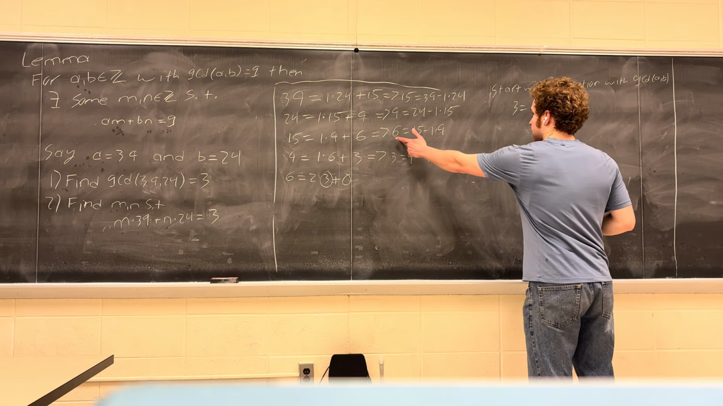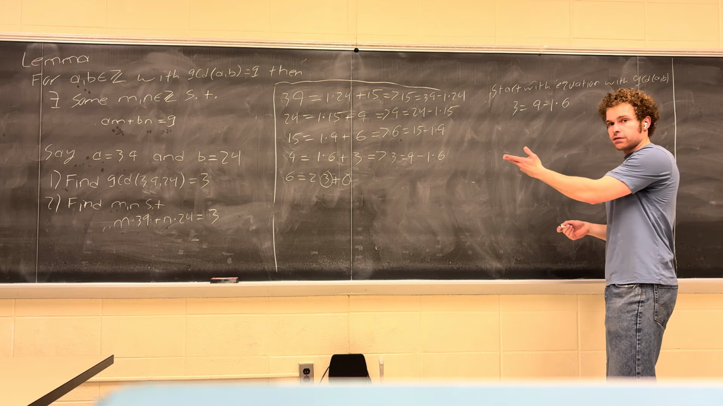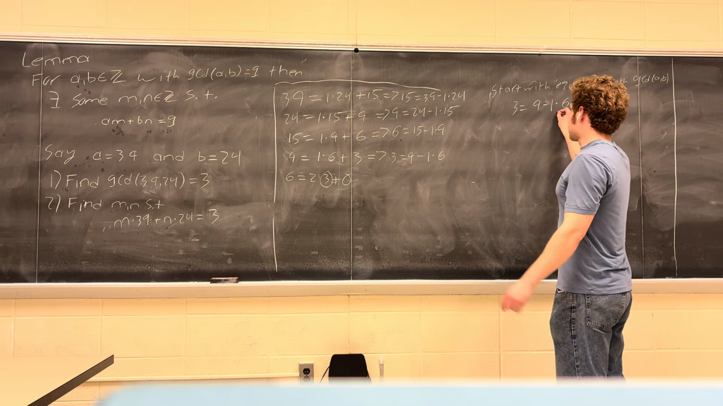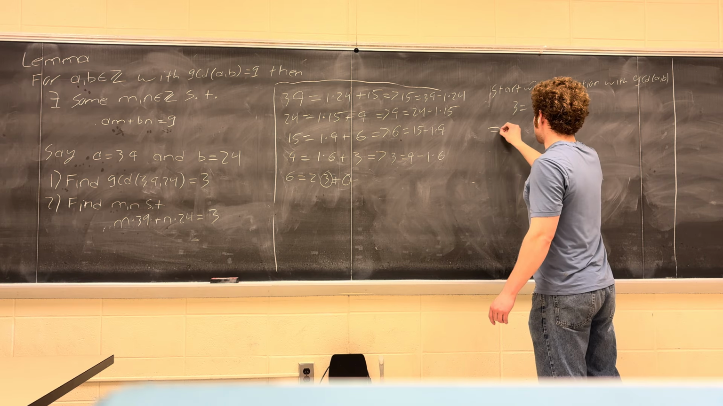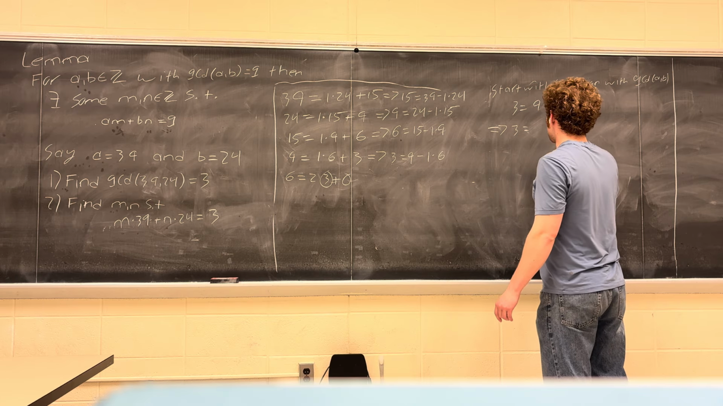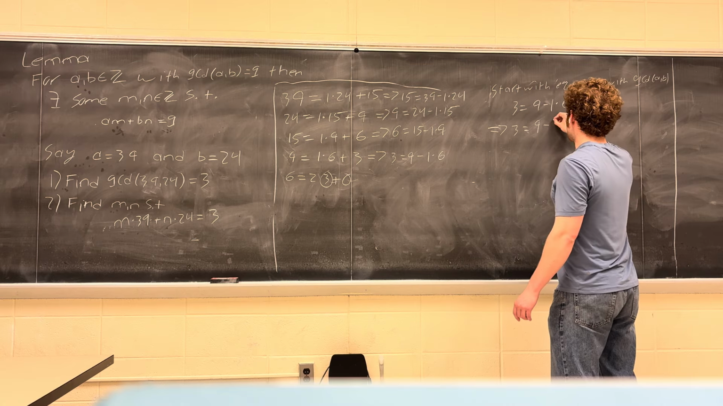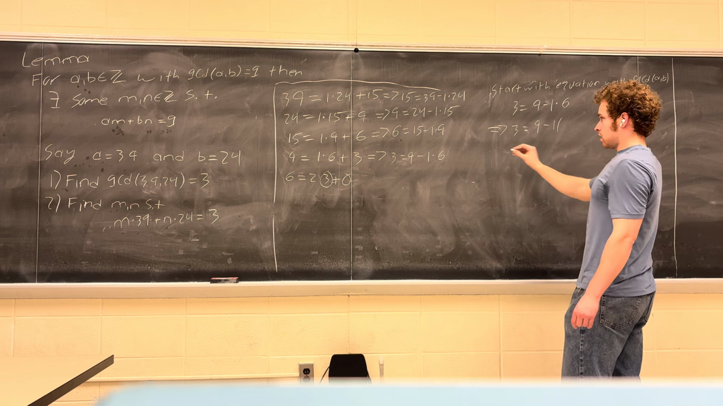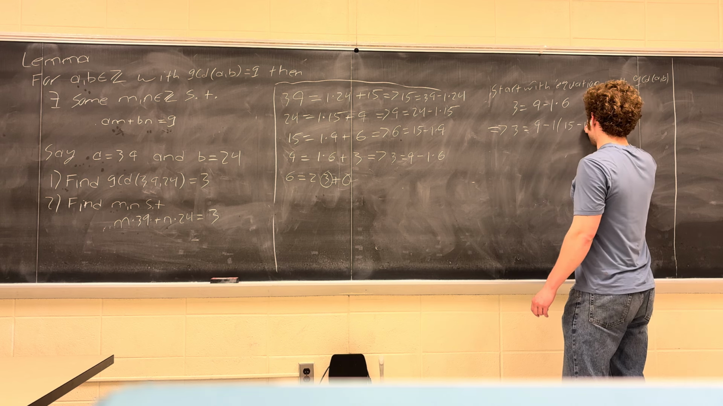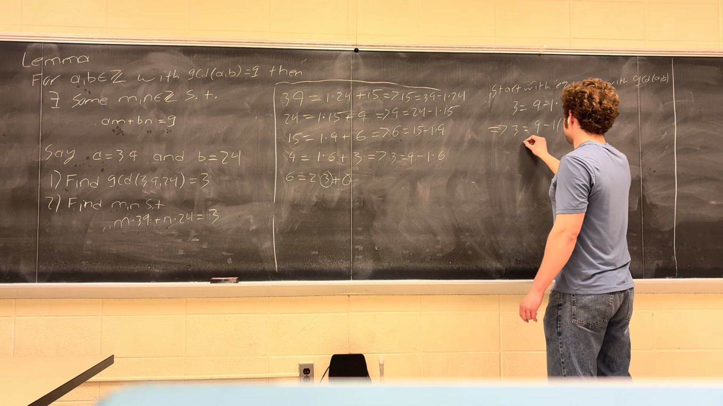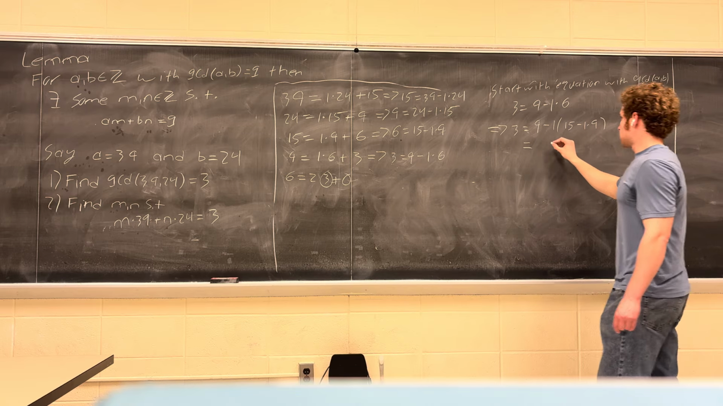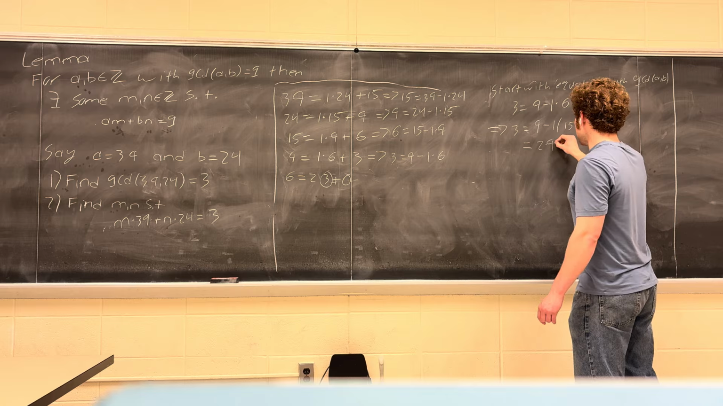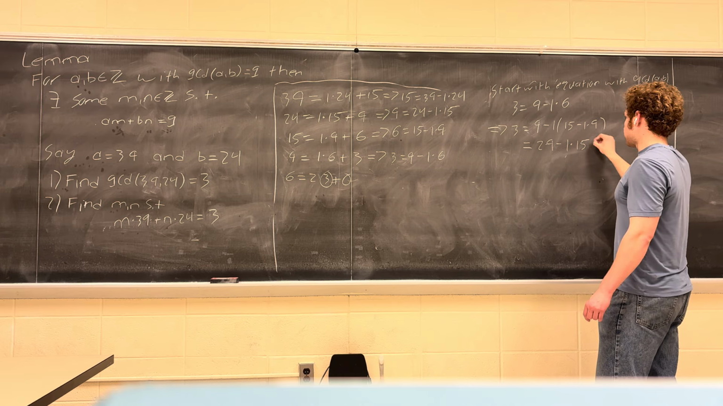It just so happens that we have an equation for 6 here: 6 is equal to 15 minus 1 times 9. So we're going to update this equation using that knowledge. This becomes 3 equals 9 minus 1 times (15 minus 1 times 9). So this is also equal to 2 times 9 minus 1 times 15.